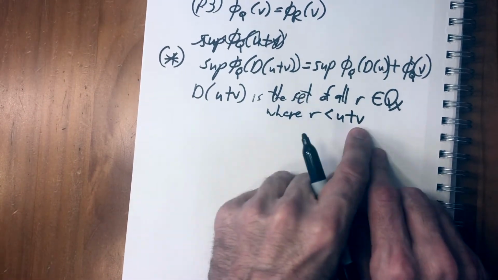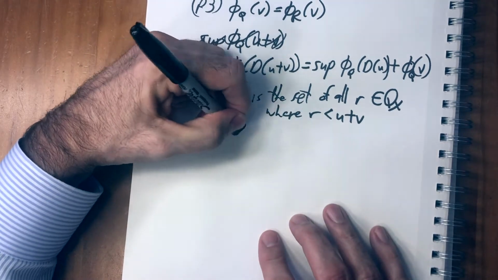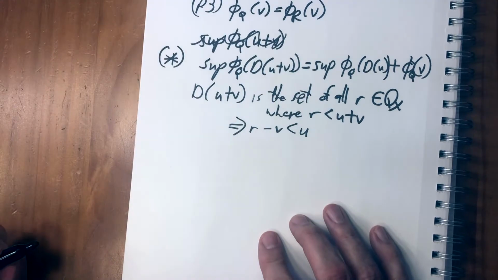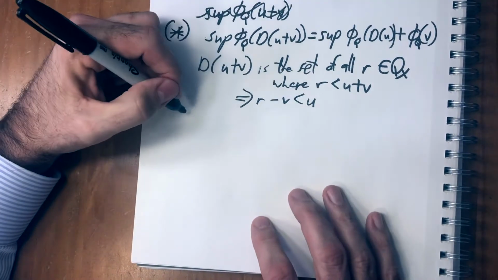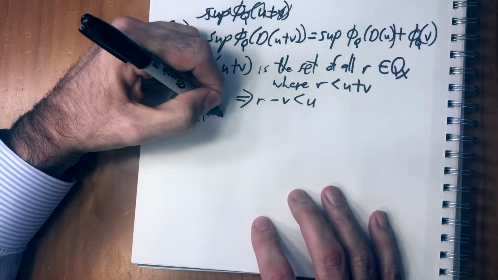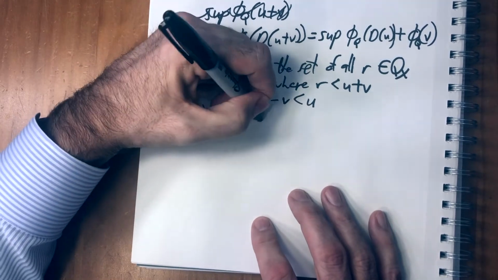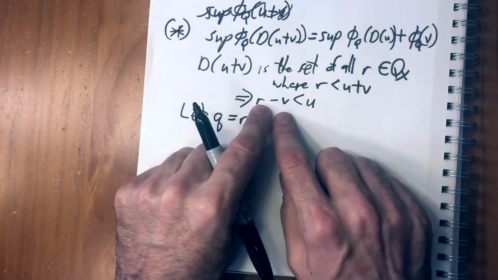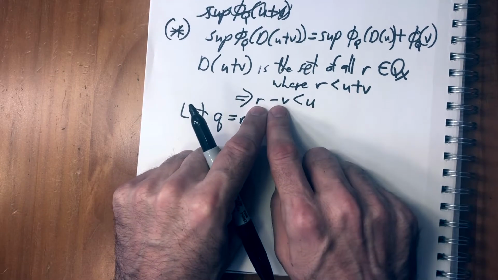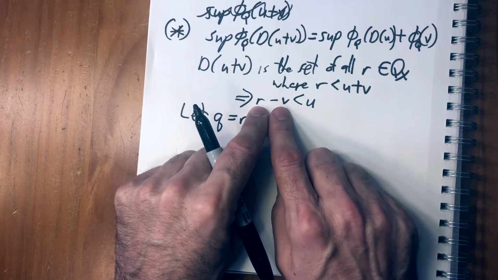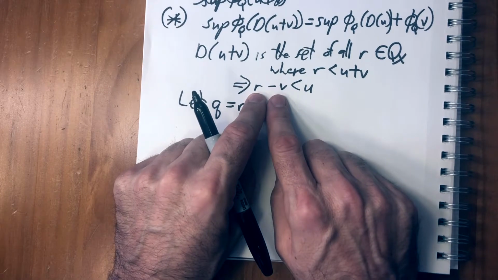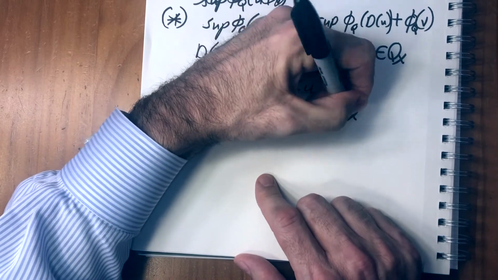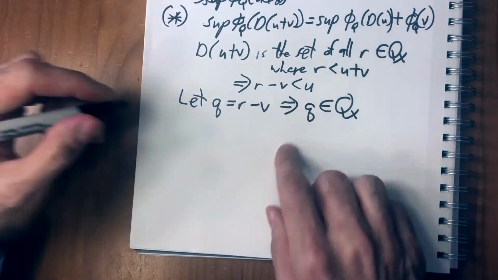Note that then you can rearrange this so that r minus v is less than u, right? So let's just make another variable here just to make it a little neater. Let q equal r minus v. Okay, so we're just rewriting. Now notice r and v are both rational. That means that r minus v is also rational because rational numbers are closed under addition. So q is an element of the rationals too. And we know as well that q is less than u.